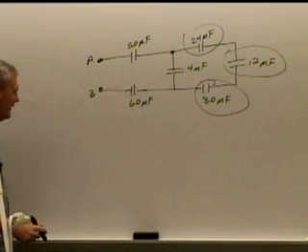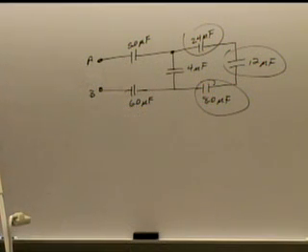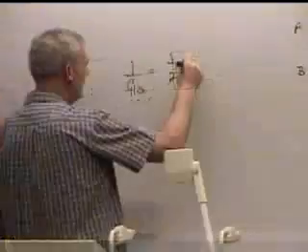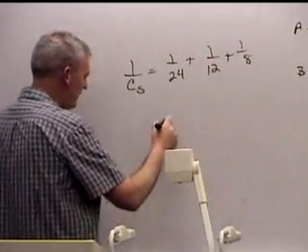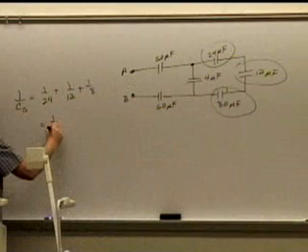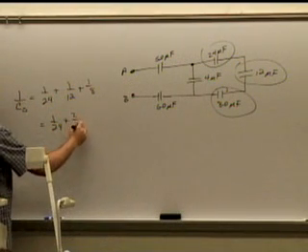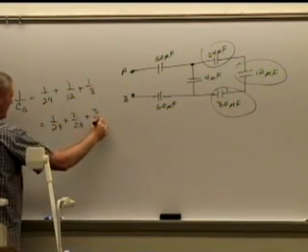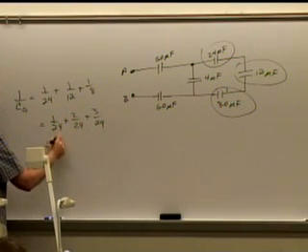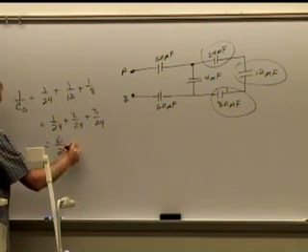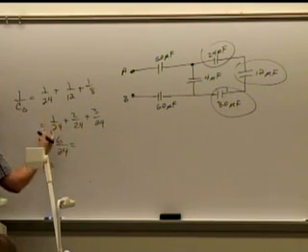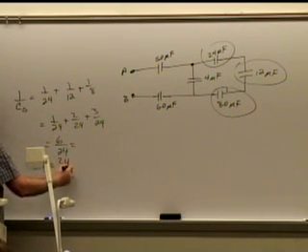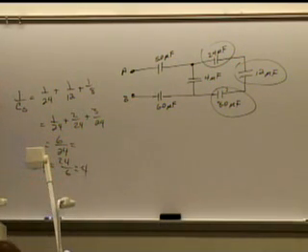They are in series, so 1 over CS equals 1 over 24 plus 1 over 12 plus 1 over 8. Thank you for being common. So we've got 1 over 24 plus 2 over 24 plus 3 over 24 equals 6 over 24. Now we flip it over. So that's nice. What's 24 over 6? 4. So that's good.